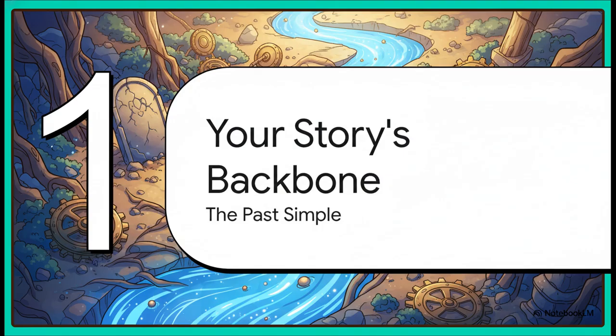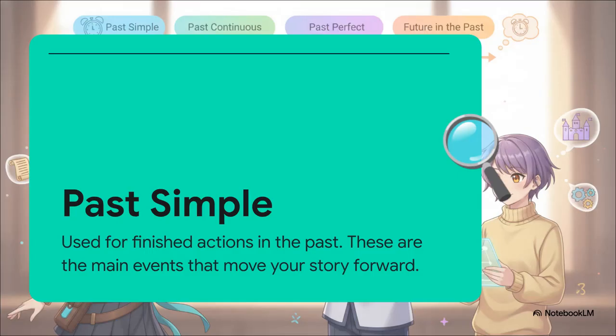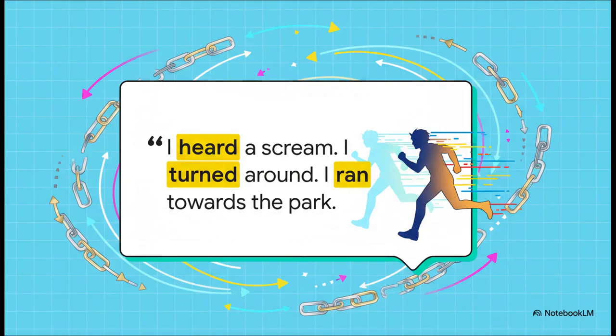Right then, first up, let's talk about the foundation of any story, the absolute backbone of your plot, and that is the past simple. The easiest way to think about the past simple is to see it as your main event line. These are the key actions. Each one is finished, and it pushes the story forward to the next point. It's the what-happened-next tense, moving your story along one completed step at a time. And you can see that forward movement perfectly right here. Heard, turned, ran, boom, boom, boom. One finished action straight after the other. This clean sequence of events, well, that's the very skeleton of your narrative.